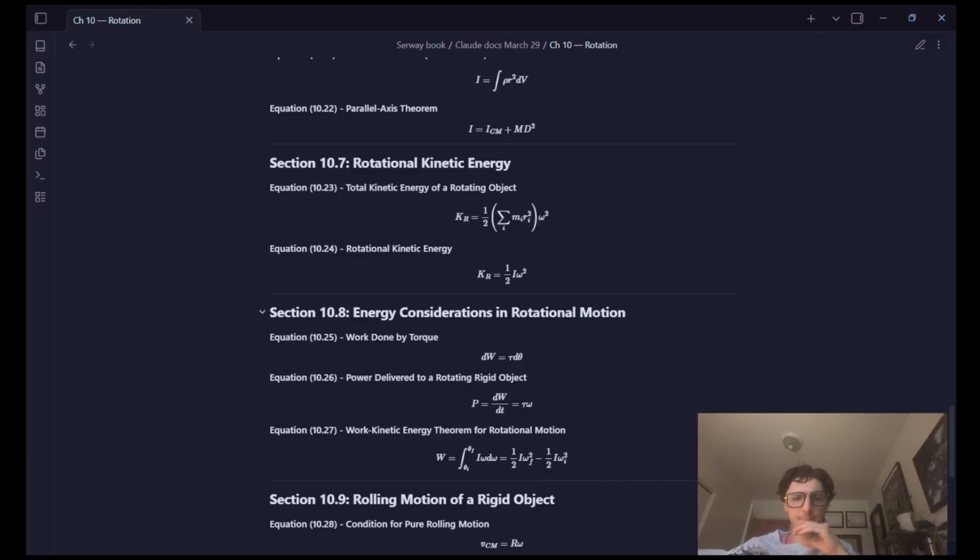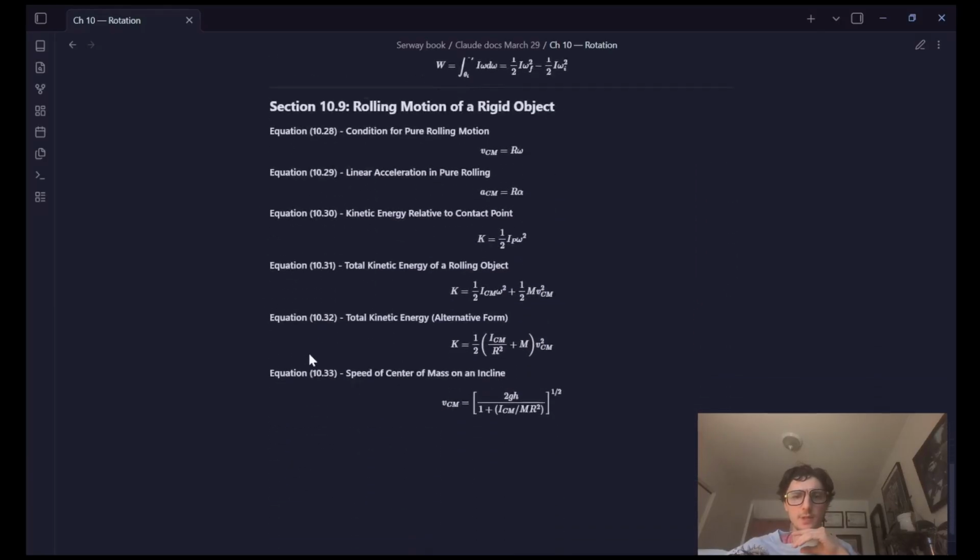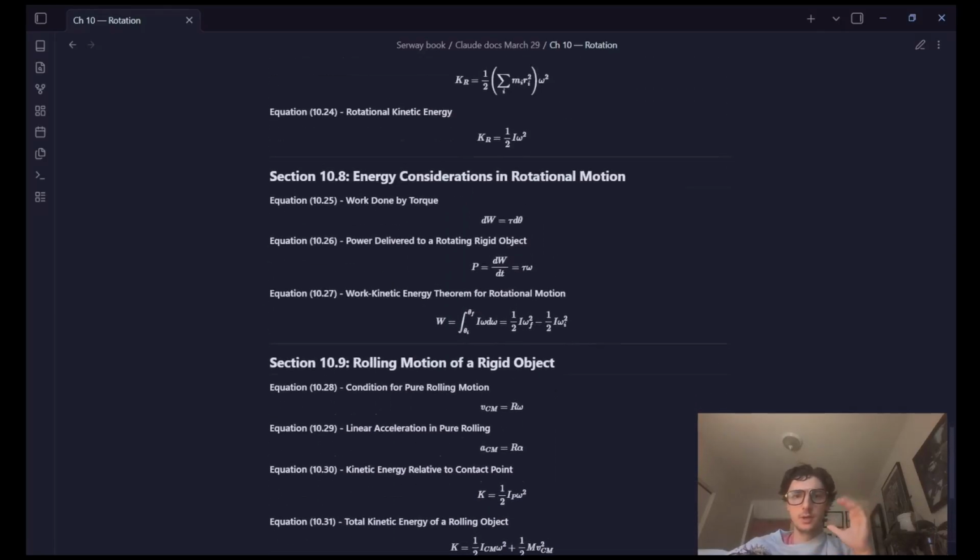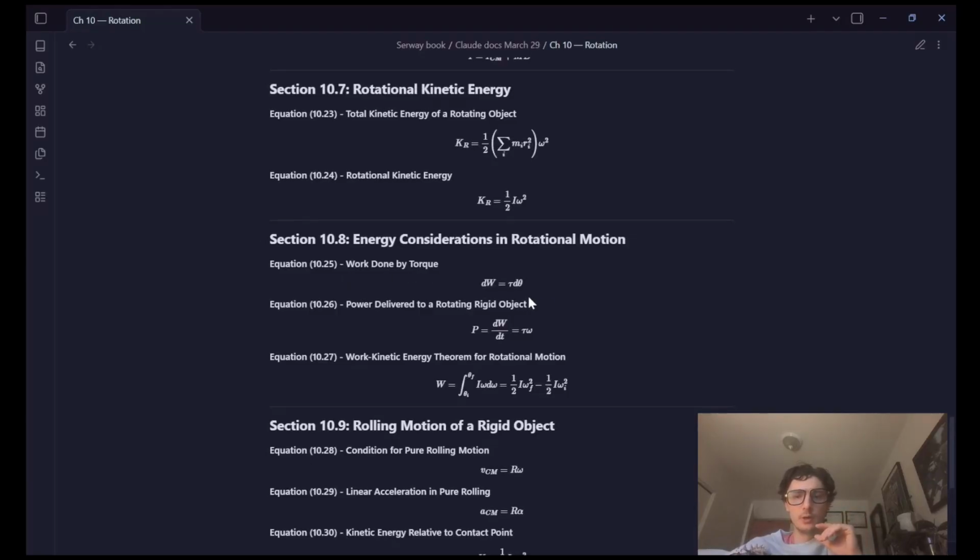This is section 10.8, and then we have section 10.9, and then I think we're done. So we have work done by torque. This dW I think is a small amount of work. So if I remove this d, I just have W is equal to, or that's not R, that's tau, so that's torque. I can remove the d from the theta because d just means a small amount. So a small amount of work is created by a small change in theta.